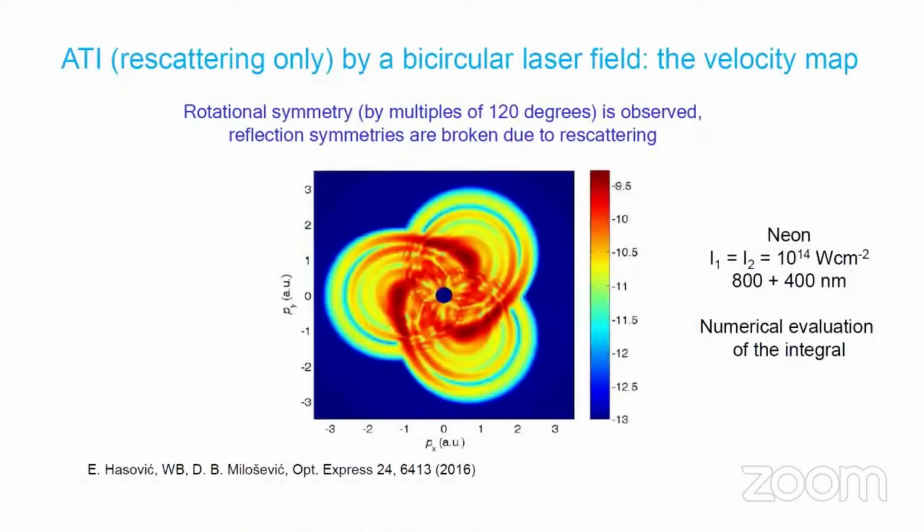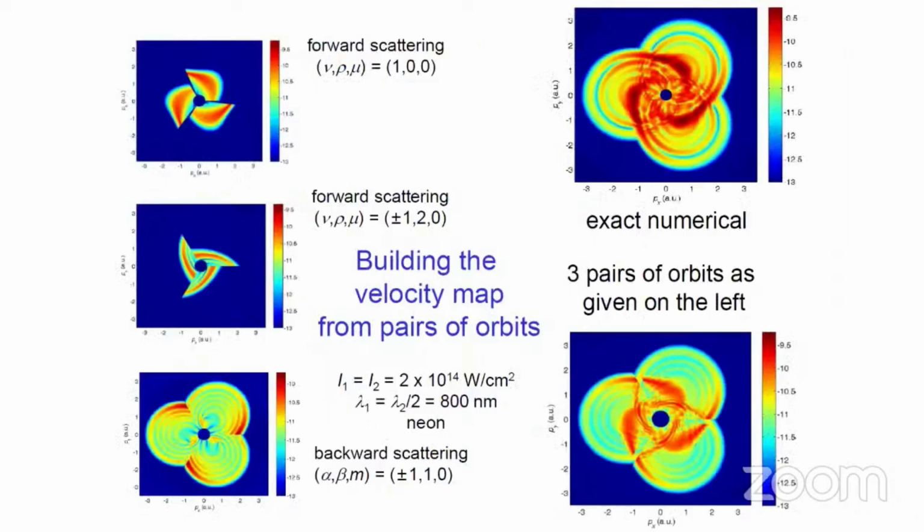Bicircular fields is another nice example. And here's a calculation of the angle resolved spectrum due to a bicircular field with 800 and 400 nanometers, same intensities, and it's based on a numerical evaluation of the integral. So you see here the rescattering rings, and then you see all kinds of stuff going on here for smaller momenta. And I love it because here the quantum orbit formalism allows you basically to decide the origin of any one of these features.